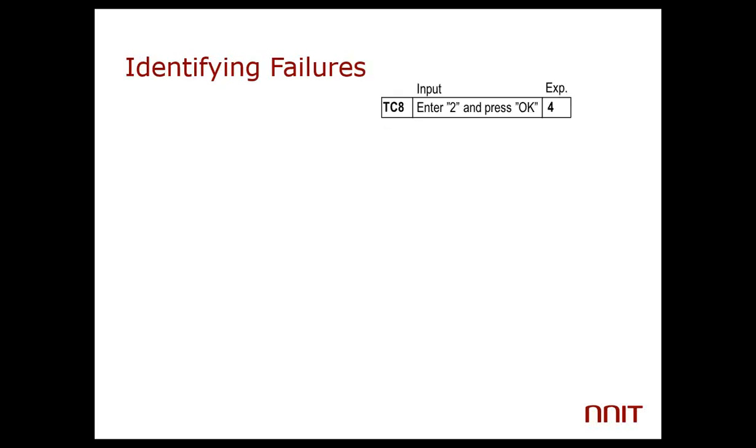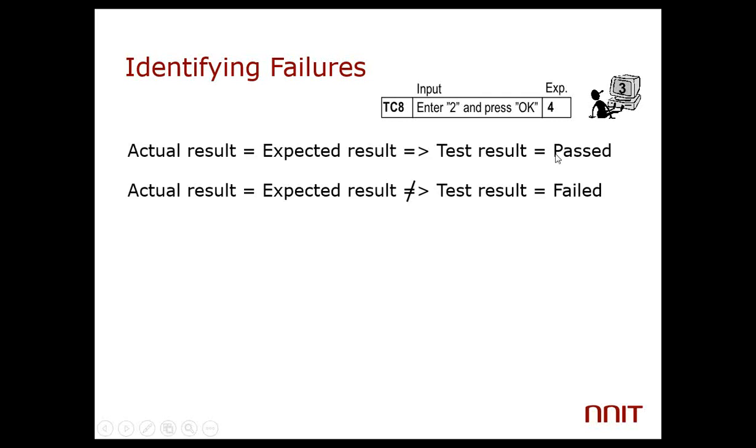So what we're doing now is identifying failures. So we have our test case here, and now I've changed the expectation, but never mind. We still have to enter 2 and expect 4. And when we sit there at the screen, we might get what we expect, in which case we're reasonably happy, or we might get something else. So if the actual result is equal to the expected result, we say that the test result is passed. The test has actually passed.